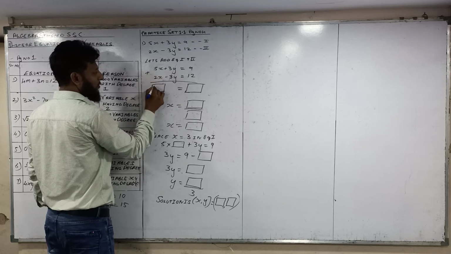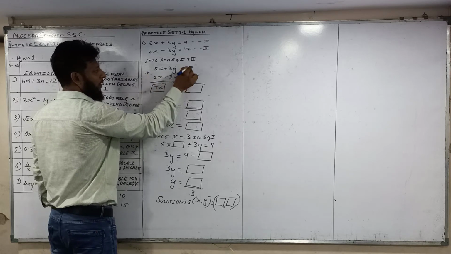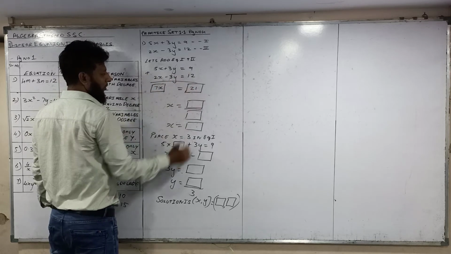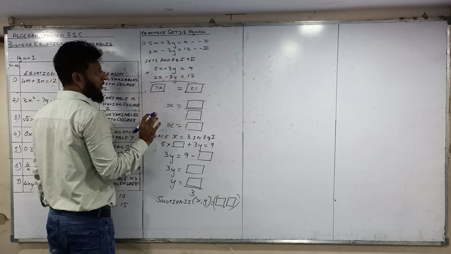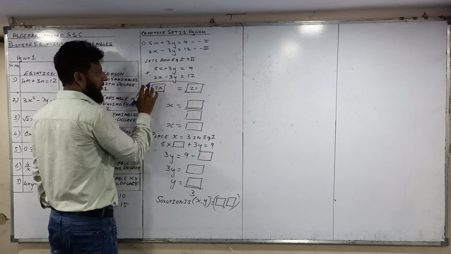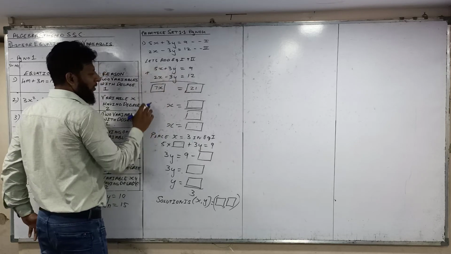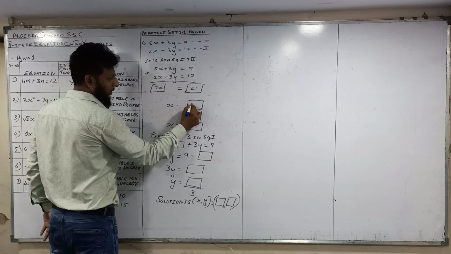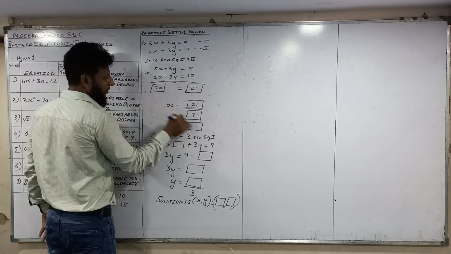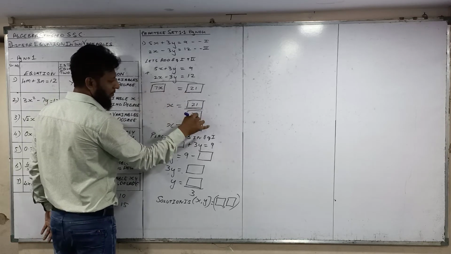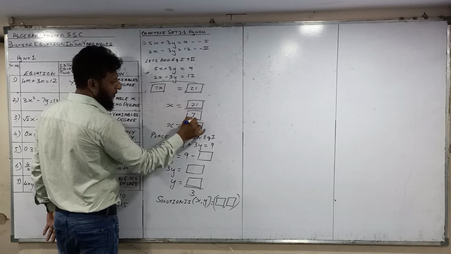5x and 2x make 7x, 12 and 9 make 21. So 7x is equal to 21. We are adding this 2. 7 will come down, 21 as it is, and 7 will come here. The multiply will go to the right-hand side and become a divide.